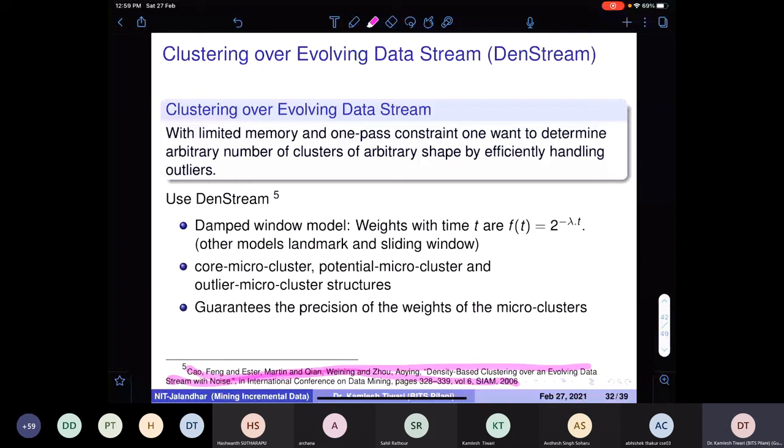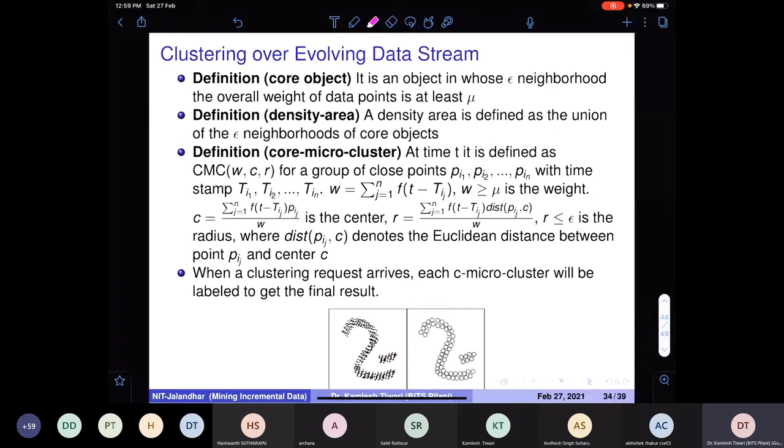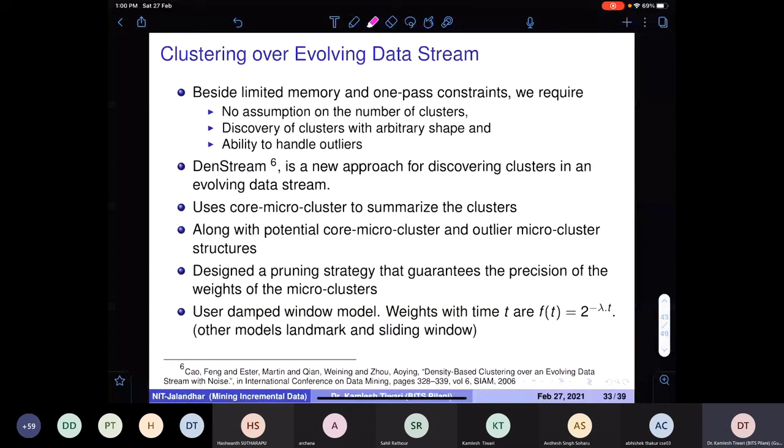It creates three kinds of clusters: core microclusters, potential microclusters, and outlier microclusters. Using these clusters, it tries to tell you what the clustering is. When a clustering request arrives, the core microcluster is used. If somebody asks you to give the clustering, you access the items in the core microcluster, apply a clustering algorithm on that, and tell them these are the clusters, these are the items which are combined.